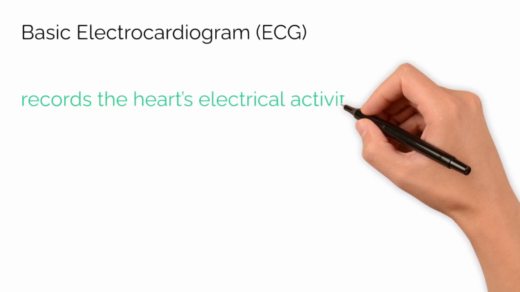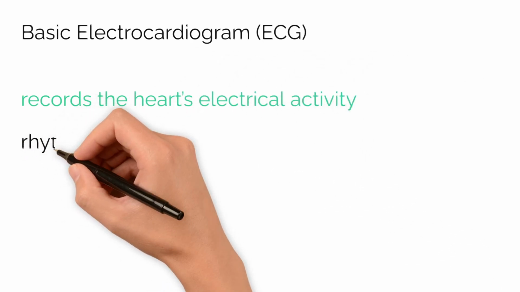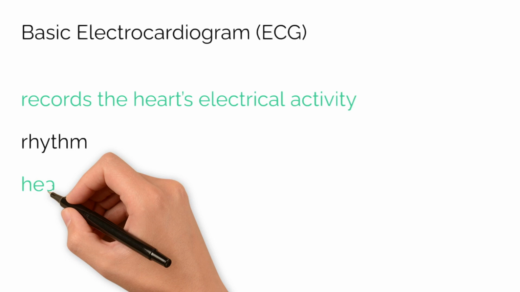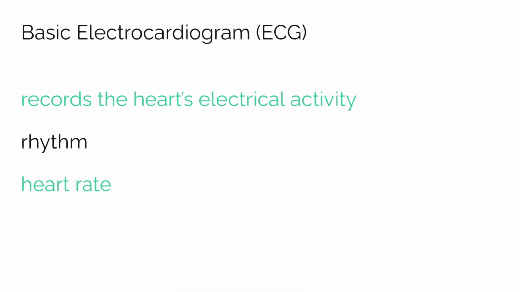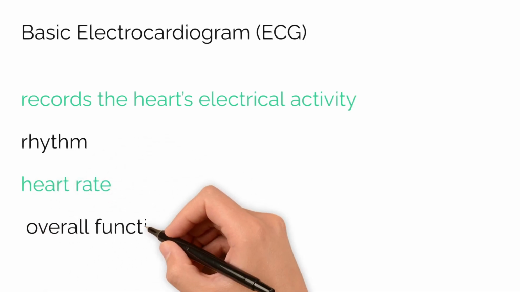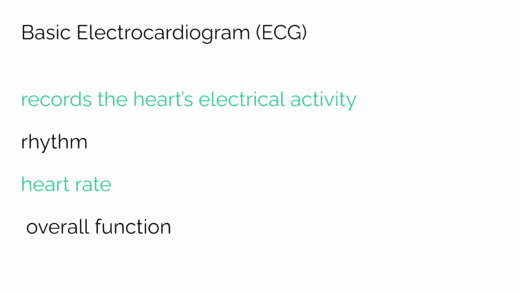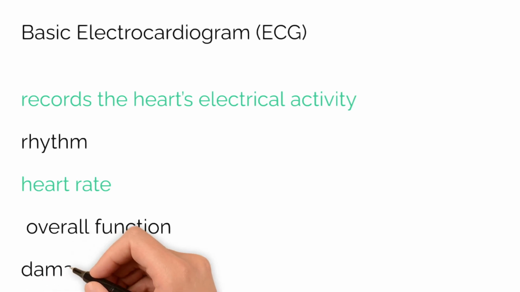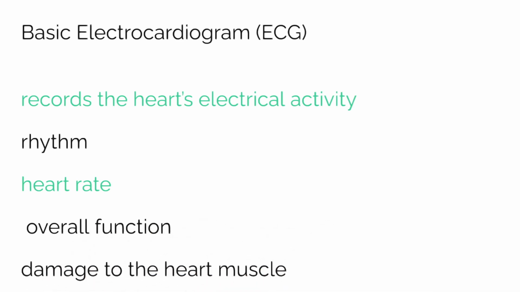Let's move on to the electrocardiogram or ECG. An ECG records the electrical activity, providing information about its rhythm, rate, and overall function. It helps detect abnormal rhythms, electrical conduction issues, and even damage to the heart muscle.